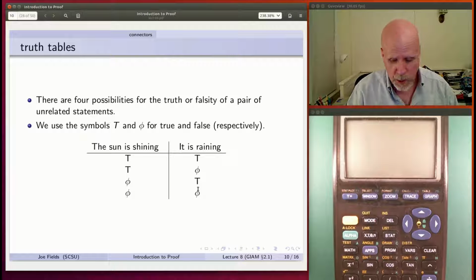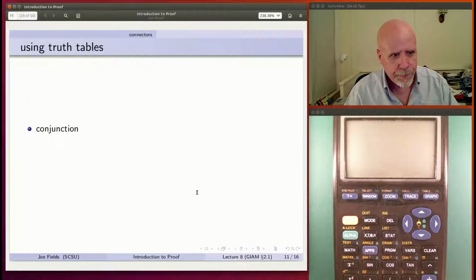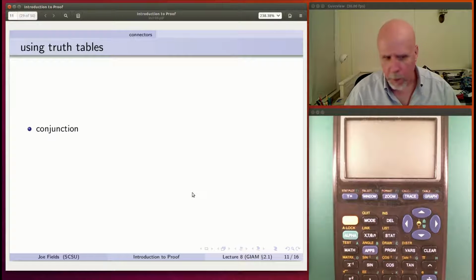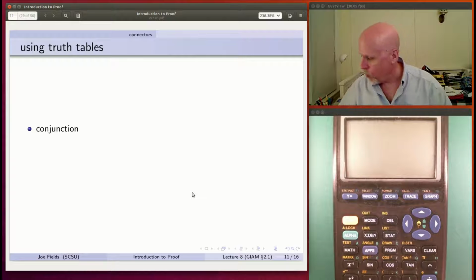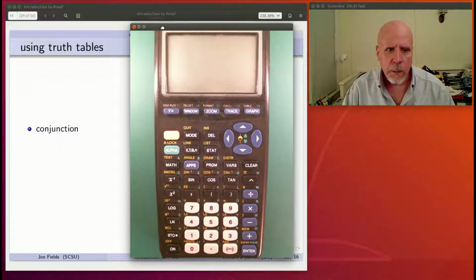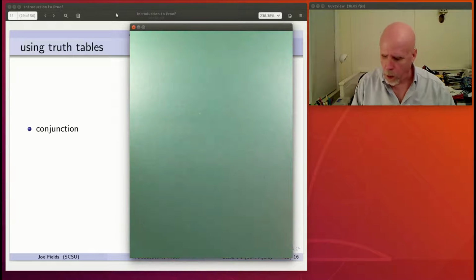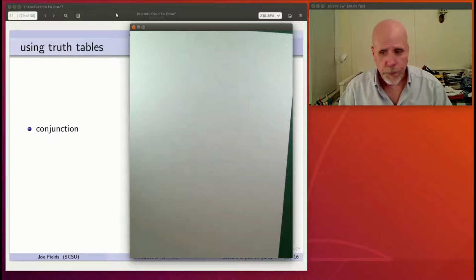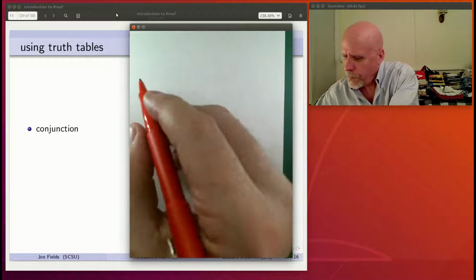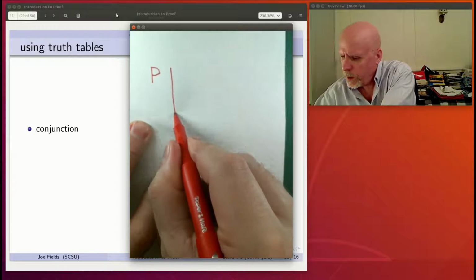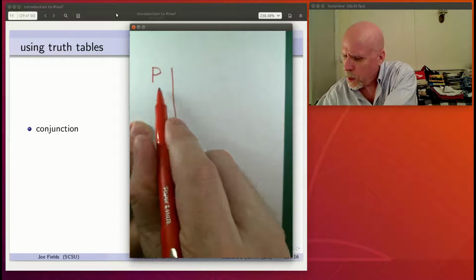So, all right. Let's actually use a truth table. I'm going to build my own truth table here. Let's bring this up to the fore and remove the calculator. You can see me writing. I want to build a truth table for conjunction. So it's going to look like this. I use P and Q. In the textbook, they usually use A and B.